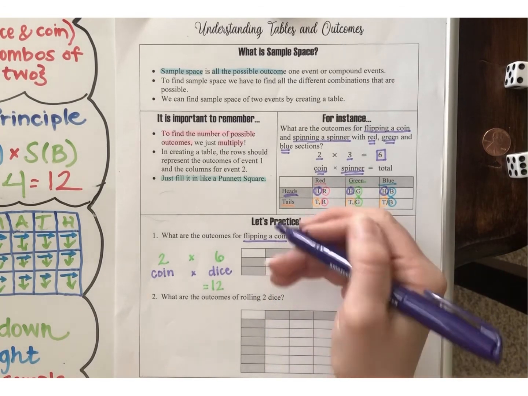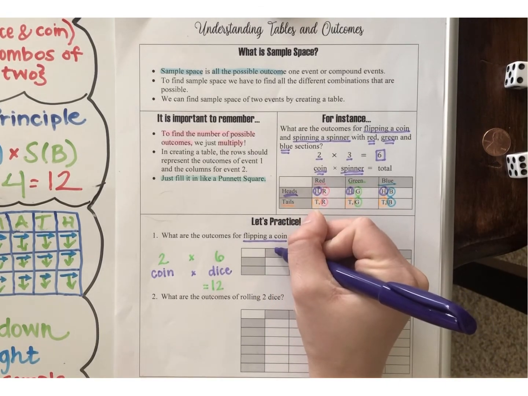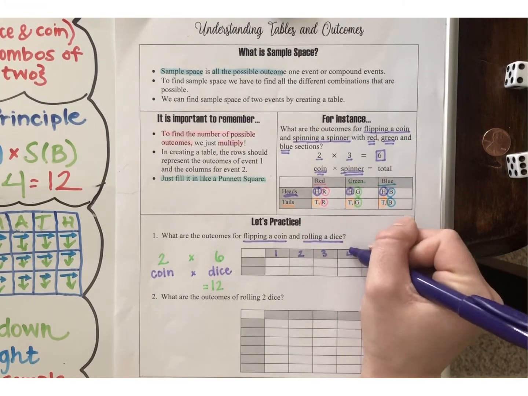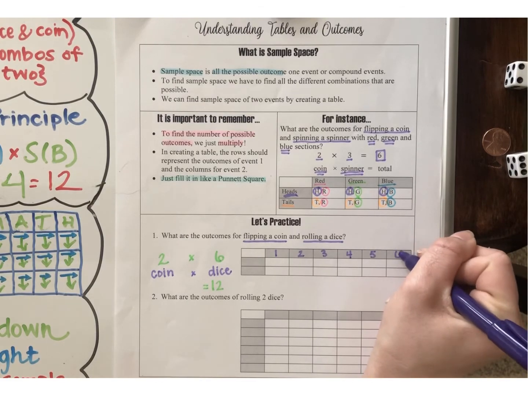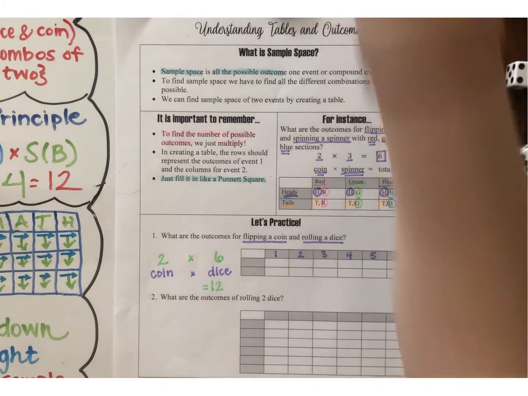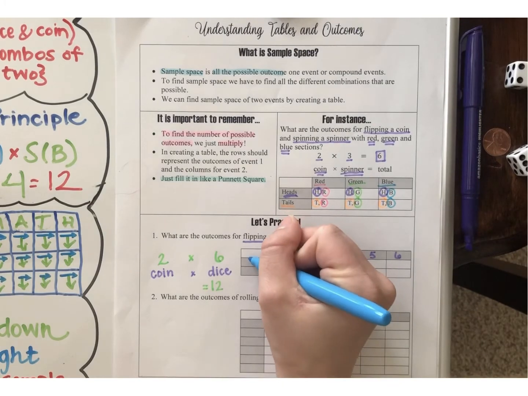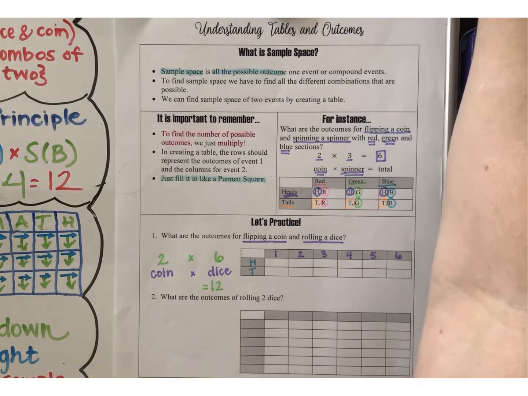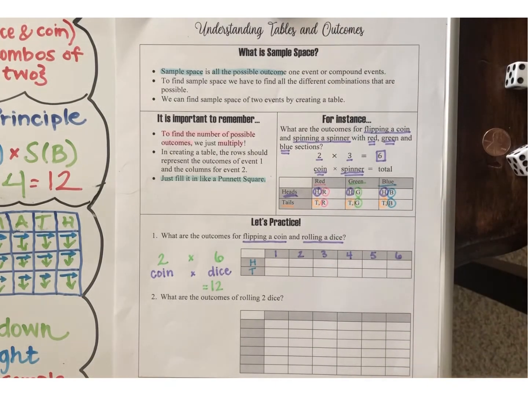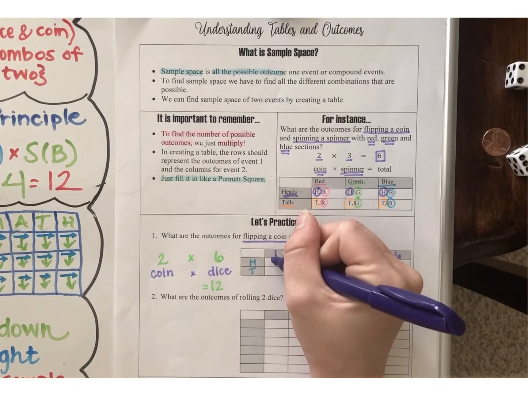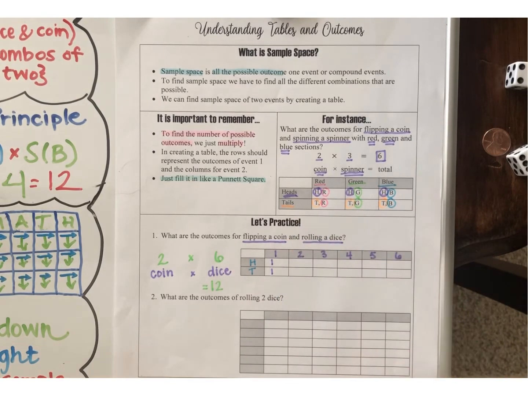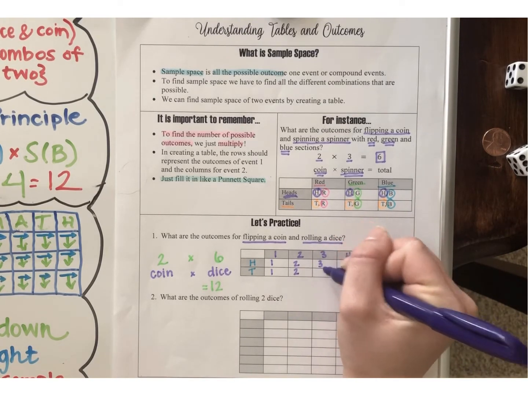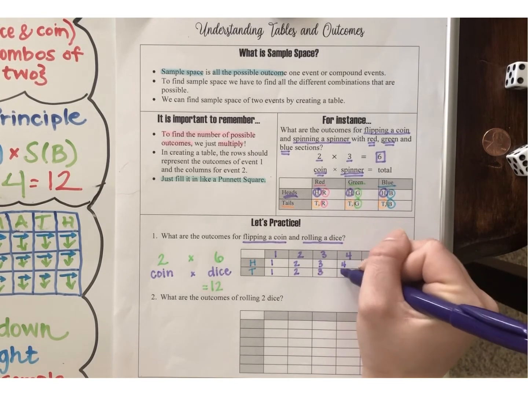Across the top, I would fill in the numbers that are on your dice, which is 1 through 6. Down the side, fill in your options for flipping a coin, which is heads and tails. To fill in our table, what is up must come down, so our 1 drops into both these boxes, 2 goes into both these, 3 goes into both these, and so on.